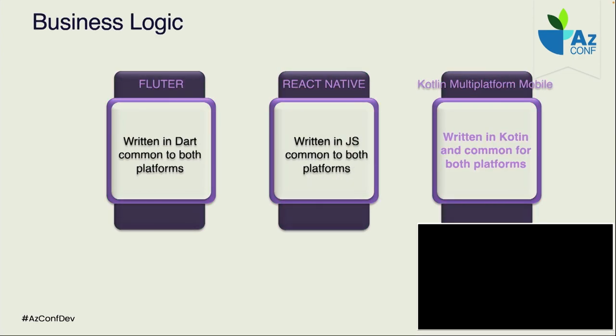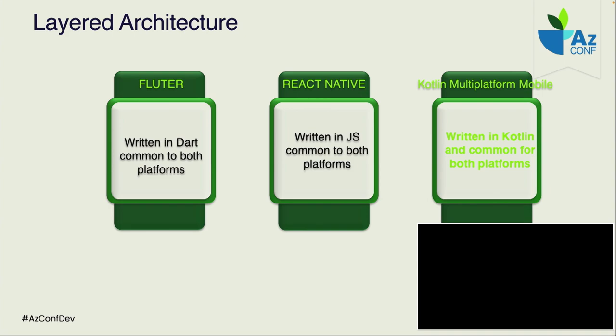Okay, so business logic. In Dart, both platforms share the common code, and React Native and Flutter are almost in the same fashion. In Kotlin Multiplatform, the platforms also have the business logic written separately in a separate layer. We have come across many design patterns like MVC, MVP, MVVM, and this is one kind of architecture, a design pattern which helps to segregate the business logic which is common for both platforms. Layered architecture, as I said, plays a vital role. That is a differentiator compared to Flutter and React Native.